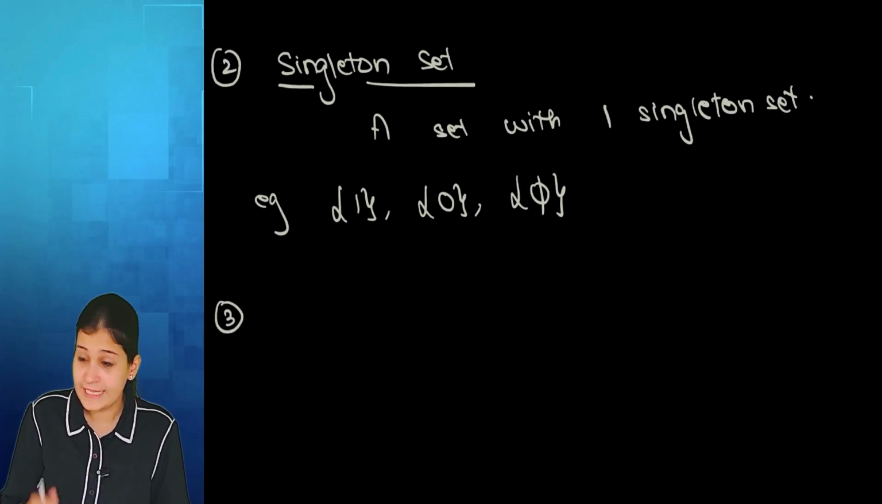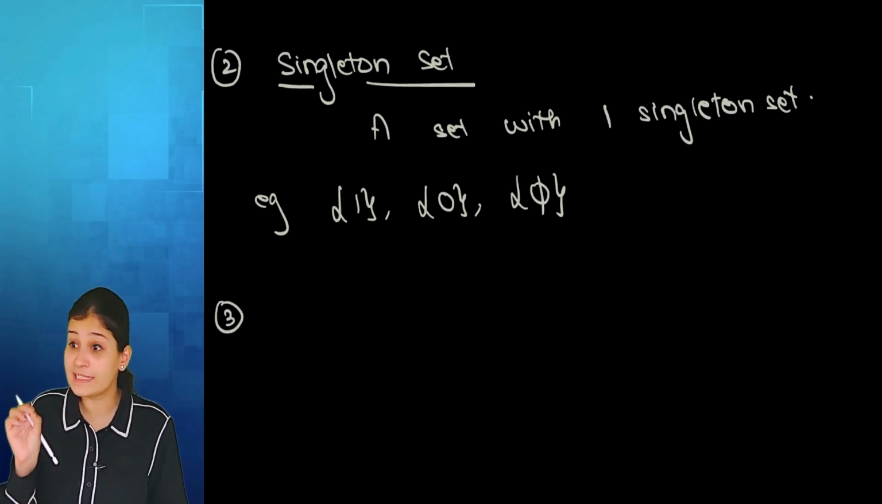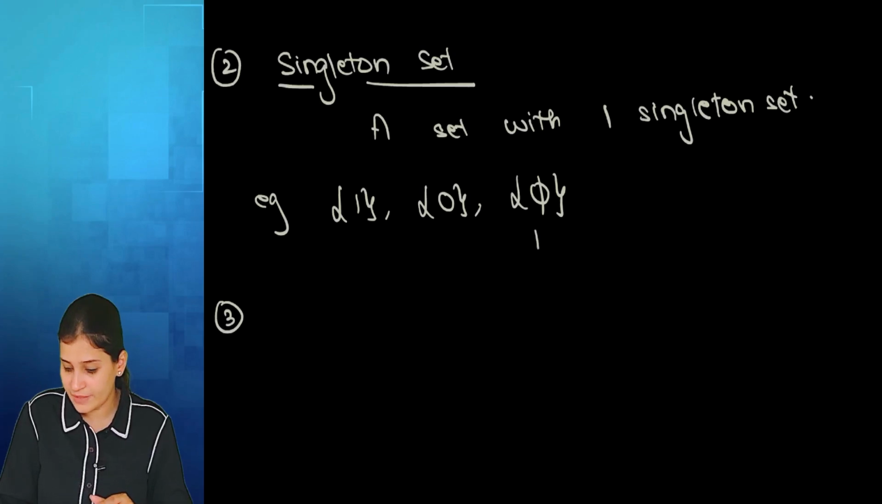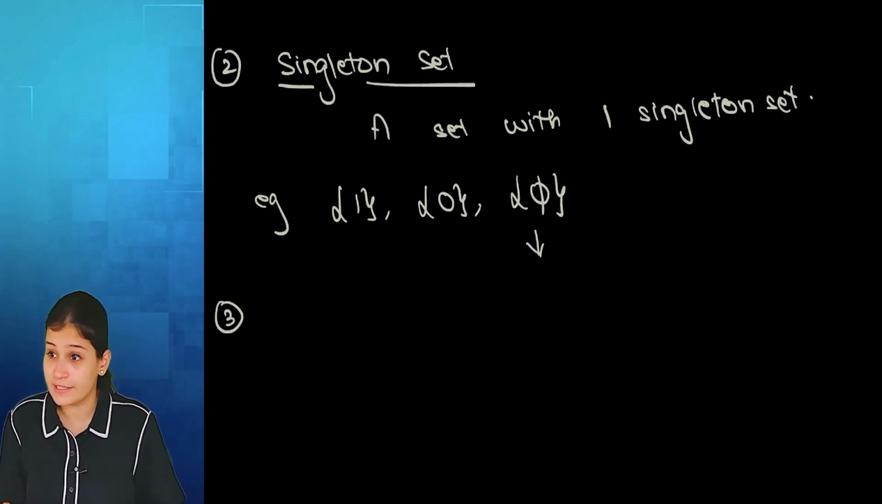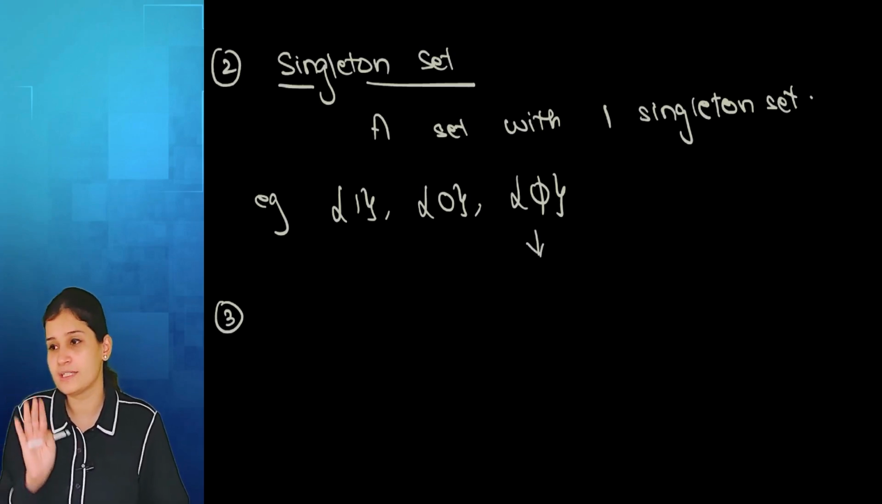No. Anything that is written within a curly bracket is an element. So within the curly bracket, I have written an element. So it can't be a null set. There, how many elements? 1. So it's a singleton set.